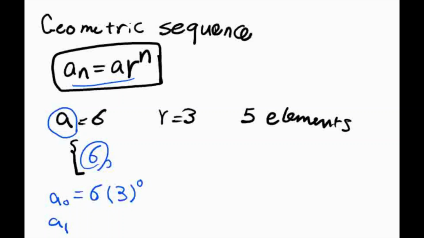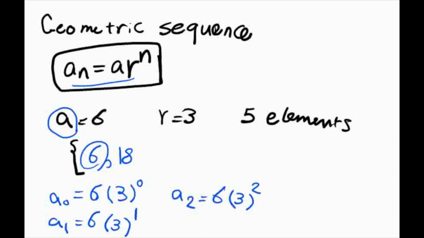And then I have a sub 1 equal to, again I have 6 here, and I have 3 for my r, and this time is going to be to the power of 1. So 3 to the power of 1 will give me 3, 6 multiplied by 3 will give me 18. Next one, it's going to be a sub 2, it's going to be 6, 3 to the power of 2. 3 to the power of 2 is 9. 9 multiplied by 6 is going to give me 54.